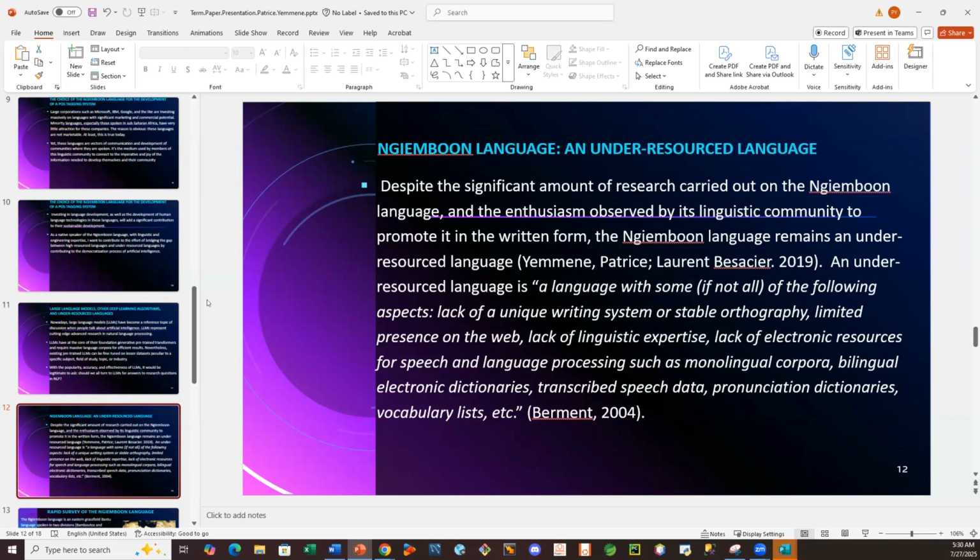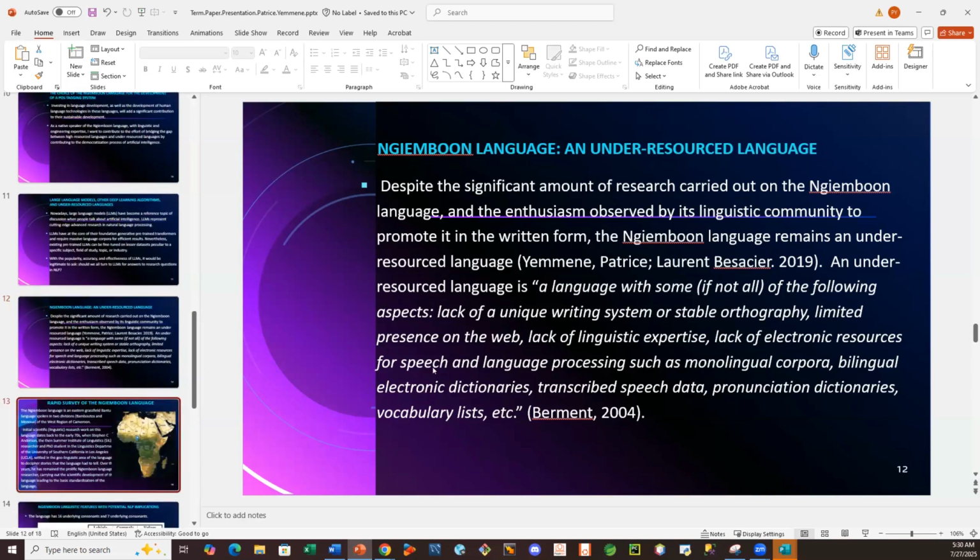Lack of electronic resources for speech and language processing, such as monolingual corpora, bilingual electronic dictionaries, transcribed speech data, pronunciation dictionaries, and the list goes on. All of these things are still missing in this language. These are some of the things that we hope to develop in the future. And that is why we are starting with a foundation, which is the descriptive study of its part of speech.